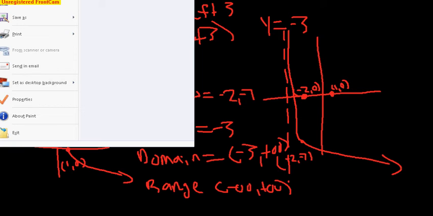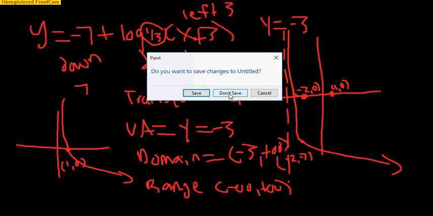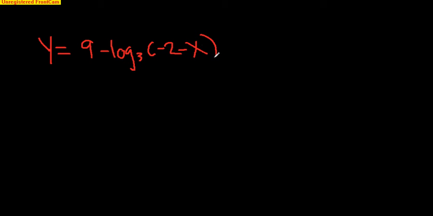Okay. So let's go on to our third and final equation. Okay. For this equation, it would be y equals 9 minus log 3 of (2 minus x). Okay, this would be our third equation.